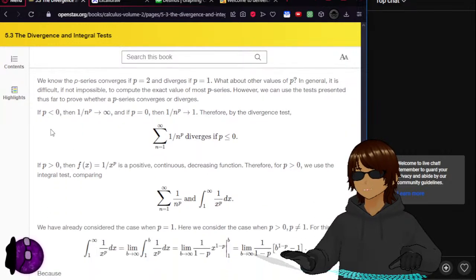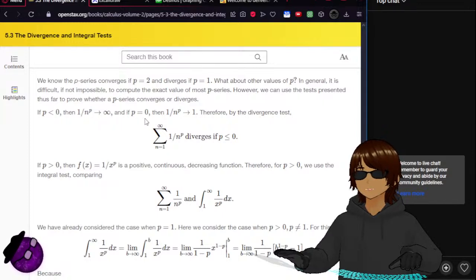If p is less than 0, then 1 over n to the power of p goes to infinity. And if p is equal to 0, then 1 over n to the power of p goes to 1. Therefore, by the divergence test, this diverges if p is less than or equal to 0.